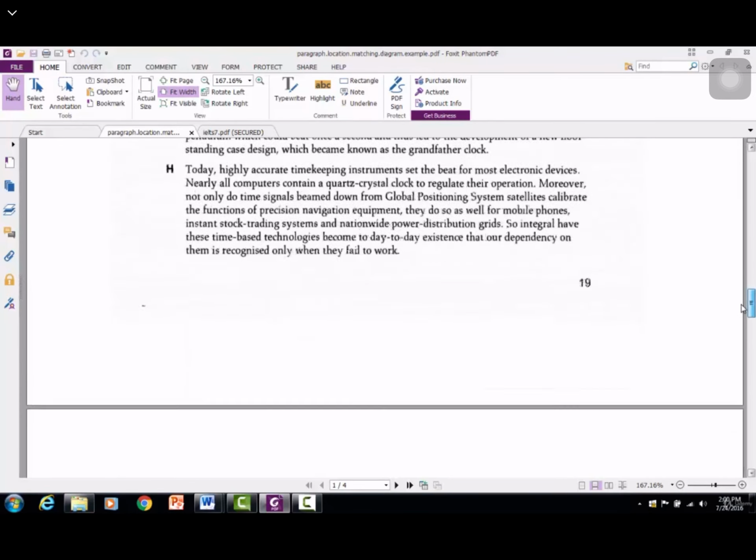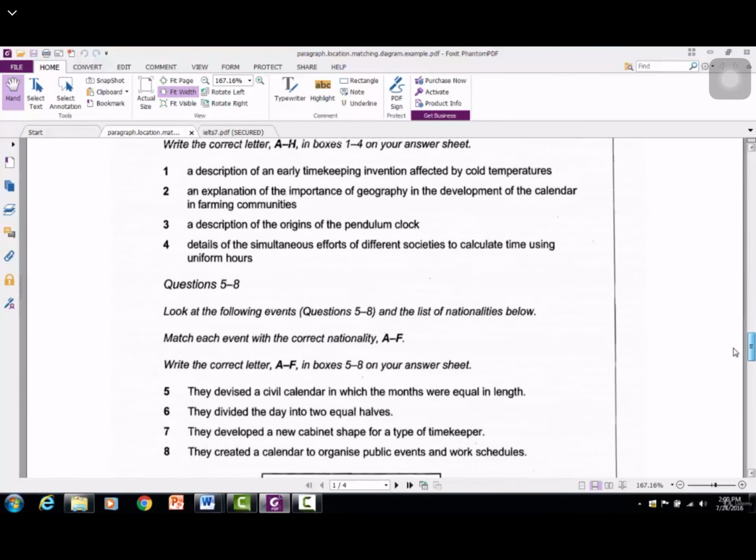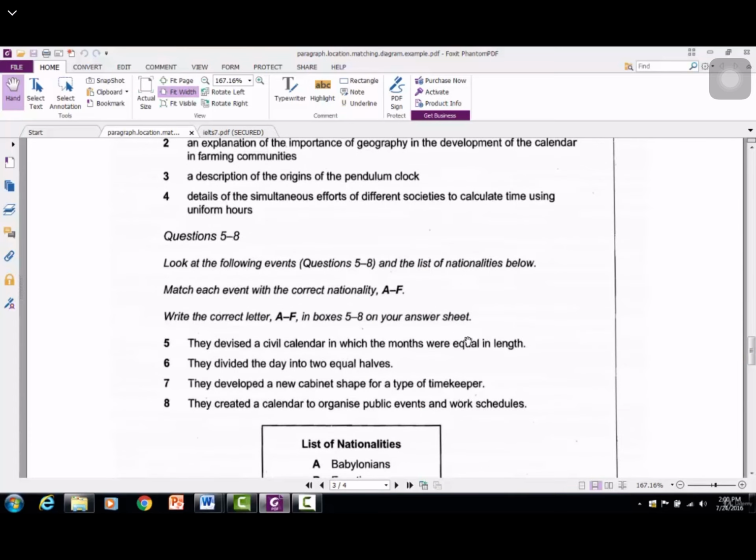So Babylonians are, let's see, calendar equal months in length, nothing about that. 2 equal halves, no. Cabinet shape, no. Calendar to organize public events and work schedules, yes. So for number 8, we will put A for Babylonians, because organize public events and work schedules. It said they coordinated communal activities, that's organizing public events, and they regulated planting and harvesting and planned the shipment of goods, that's work schedules, right? So for number 8, we would put A.